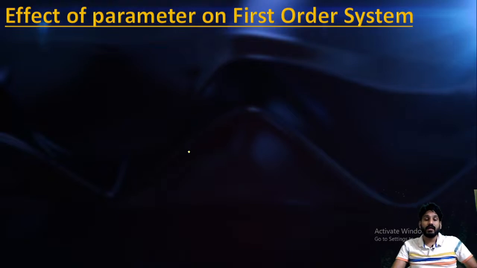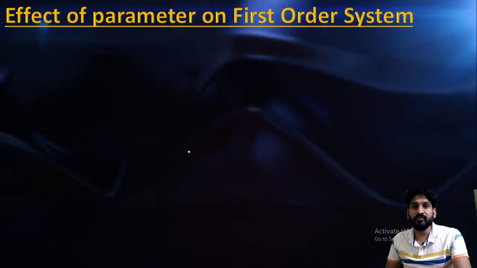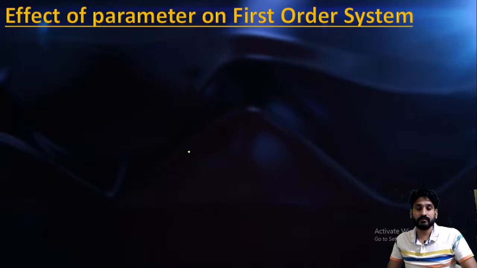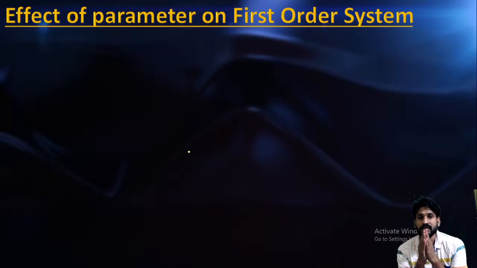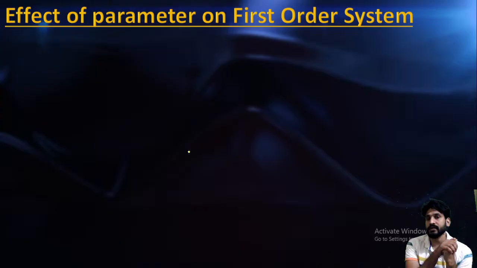Okay. Now please put the heading: effect of parameters on the first order system. The examples of the first order system are now done. Now I have to discuss only one or two topics regarding the first order system. Then after that we will jump to the second order system.